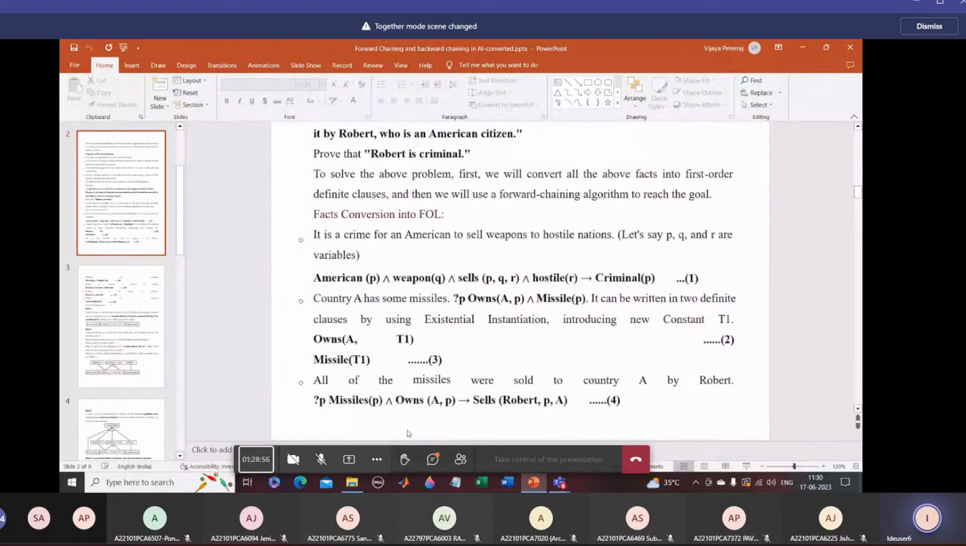Next is all of the missiles. So we take many facts separately and write them like this as logic, as first order logic. All of the missiles were sold to the country A by Robert, because Robert is the one who gave all the weapons to that enemy country. How are you supposed to write it? Take P as missile, weapons. And A owns, A is an enemy country. It has got some weapons. How did it get them? It implies that Robert has sold these missiles to the country A, to the enemy country A. So we have to bring in implications like this.